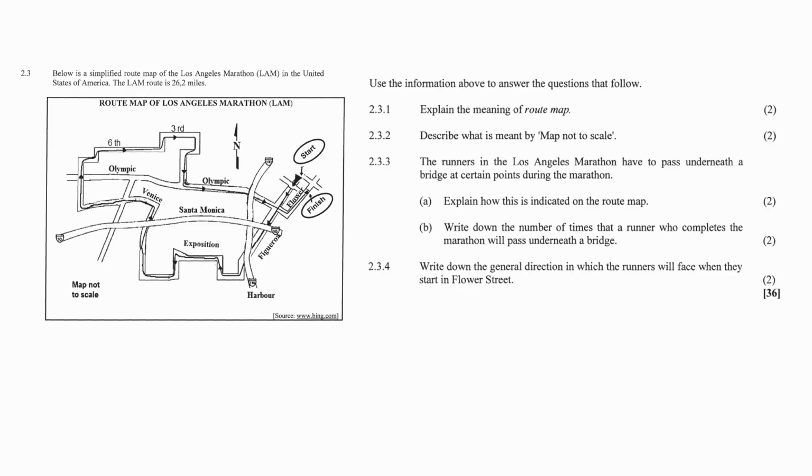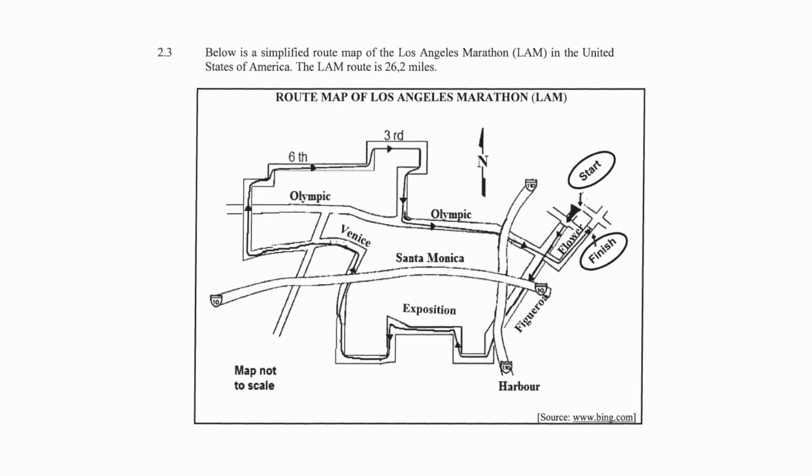Question 2.3 consists of 5 maps and plans questions that were designed to assess your understanding of route maps. You are given a simplified route map of the Los Angeles Marathon in the United States of America. This marathon is 26.2 miles long. Note that the map is not drawn to scale.